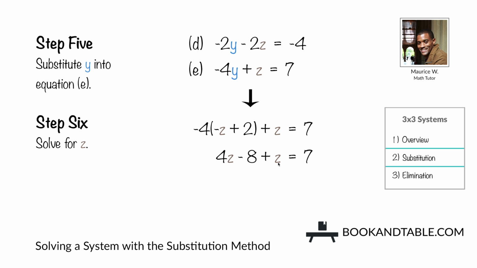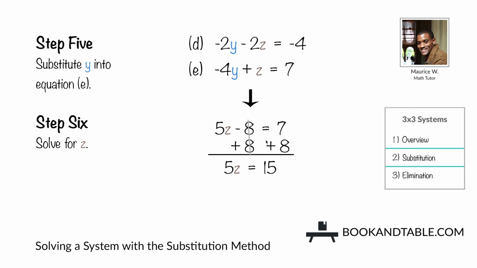We can combine the like terms, z and 4z, to give us 5z. And now we can solve for z. So we'll add 8 to both sides, showing us 5z is equal to 7 plus 8, which would be 15. And to remove the coefficient of 5, we divide both sides by 5, showing us that z is equal to 15 divided by 5, which would be positive 3.